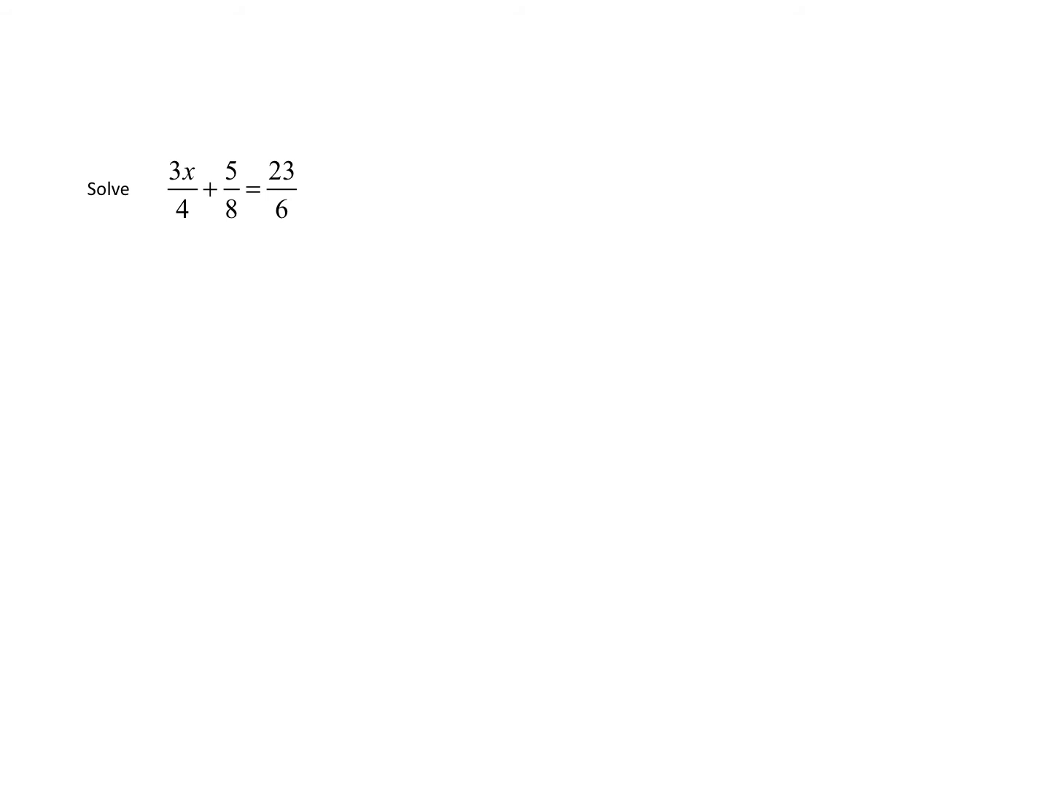Now this example, we have fractions. I find the easiest way to deal with these is to get rid of the fractions first. So I find what the lowest common denominator is, and in this case that'll be 24. I multiply every single term by 24.